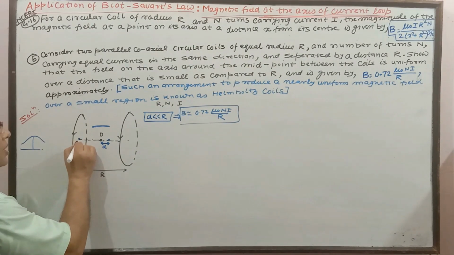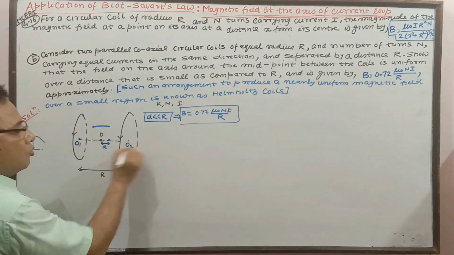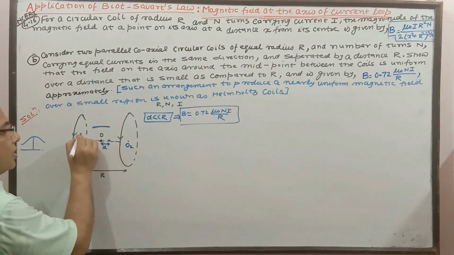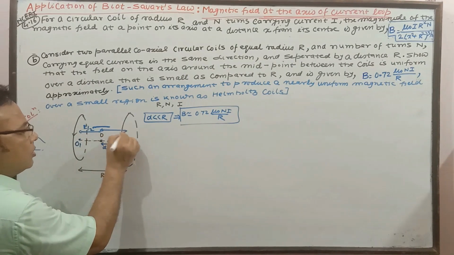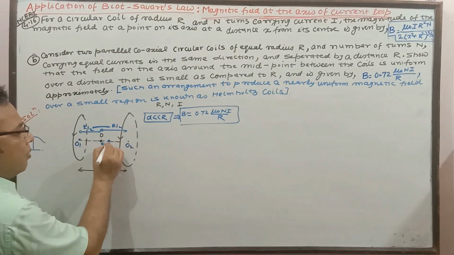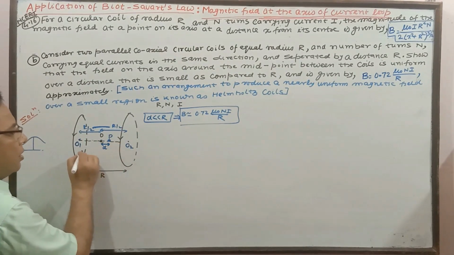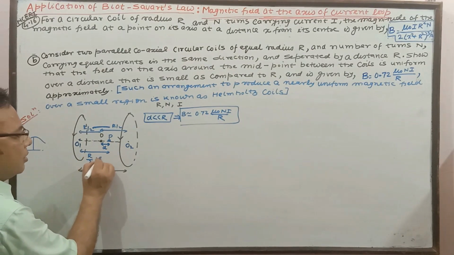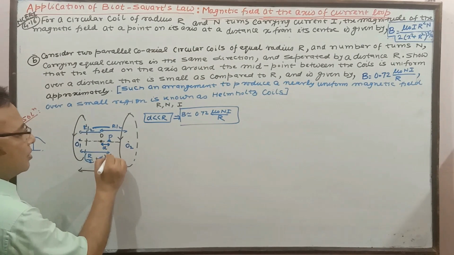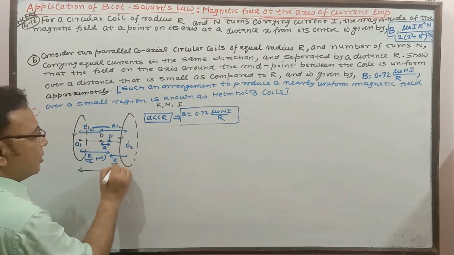Here the center of this is O1, the center of this is O2. From the midpoint, these two are at R by 2. Here R by 2, this also R by 2. But from the observation point P, this distance is R by 2 plus D. And for this, the distance is R by 2 minus D.